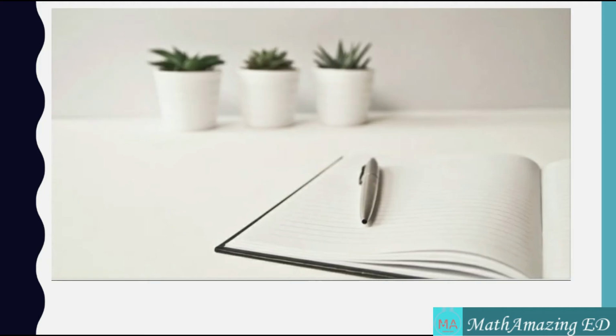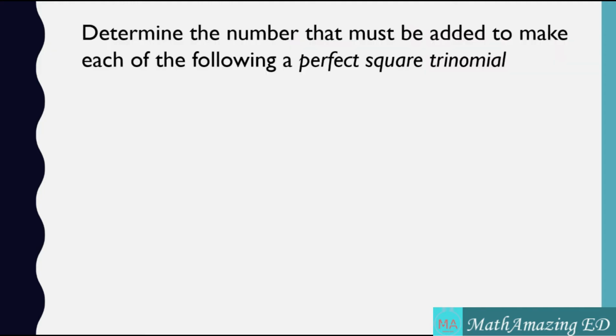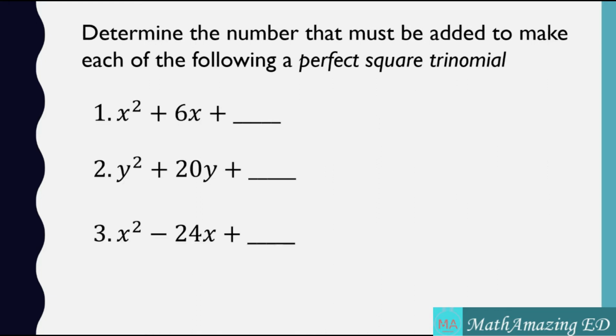Grab your paper and your ball pen and let's try to determine the number that must be added to make each of the following a perfect square trinomial. For the first item, we have x squared plus 6x plus blank. In completing the square, we are going to get the middle term and divide it by 2.